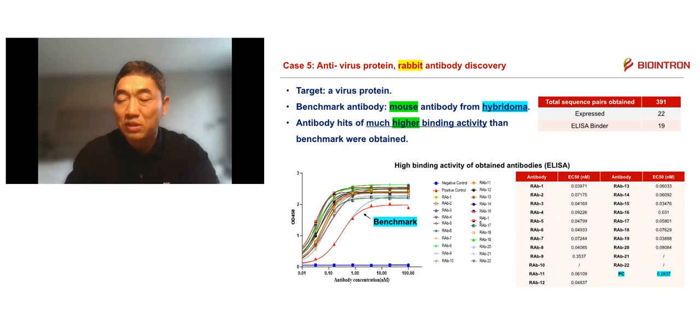I would like to mention that compared to the benchmark, which is a mouse antibody from hybridoma, all of our hits are of much higher binding affinities. As you can tell from these numbers, our hits are like 5 to 10 times as strong as the positive control in binding the target.